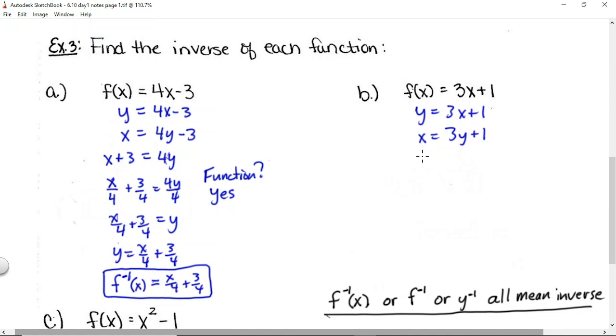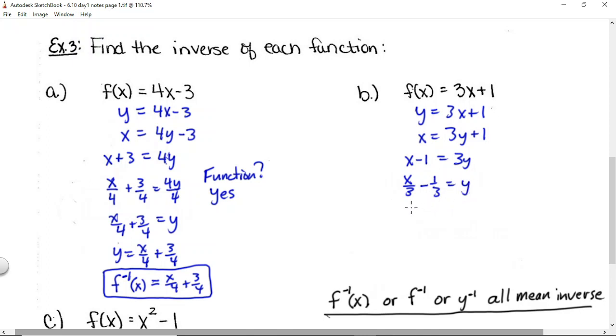So in this one, we first want to subtract 1 from both sides. So over on the left, we have x minus 1. On the right, when we subtract 1, it just leaves 3y, correct? So we're almost there. We now just have to divide both sides by 3. And again, that means dividing each of these terms on the left by 3. So you have x over 3 minus 1 over 3 equals y.